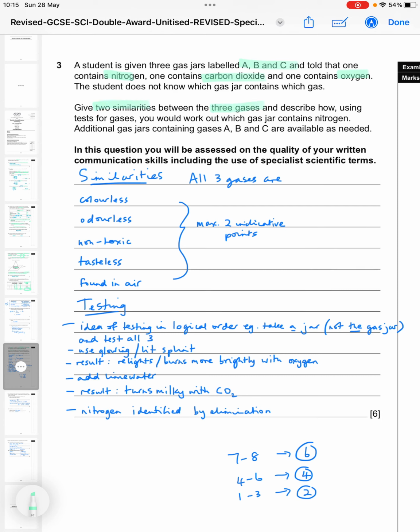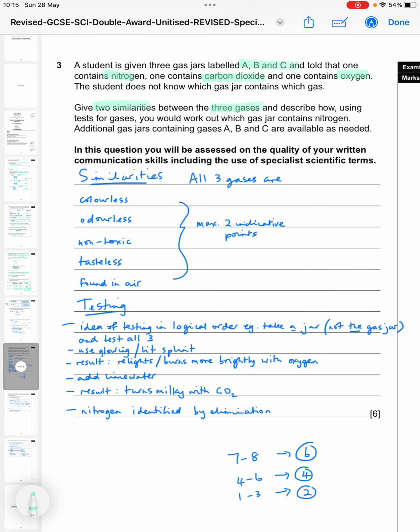Then adding lime water, which turns milky with carbon dioxide. And then finally that nitrogen is identified by elimination. So if you had 7 to 8 points, indicative points there, you've got 6 marks. 4 to 6 was 4 marks. And between 1 and 3 is 2 marks.